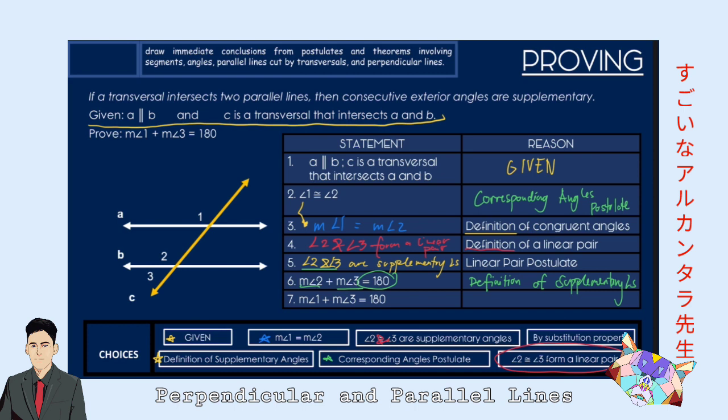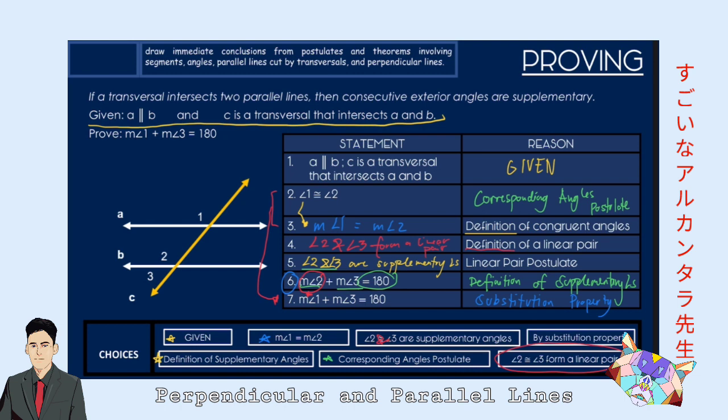And lastly, our final answer will be by substitution to lead us to our answer. Why is it by substitution property? You might ask that. If you take note, number 6, you have measurement of angle 2 plus the measurement of angle 3 is equal to 180. And we establish in numbers 2 and 3 that angle 1 is congruent to angle 2. That's why from measurement of angle 2, it became measurement of angle 1. That's how the substitution property worked in here.